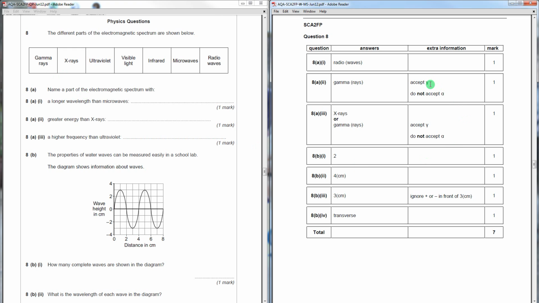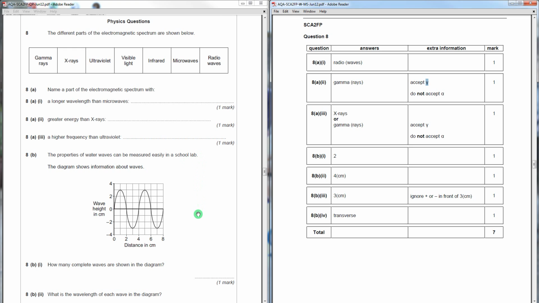Note over here it says accept this little symbol. It's like a Y. That's the gamma symbol. So you could accept the symbol, but since you've got gamma rays written in the spectrum, you should probably write that down. And then finally, a higher frequency than ultraviolet. Well, ultraviolet's here, just to the left of the middle, and we have 2 options here. Either X-rays or gamma rays would be at the higher frequency end, so either is fine.